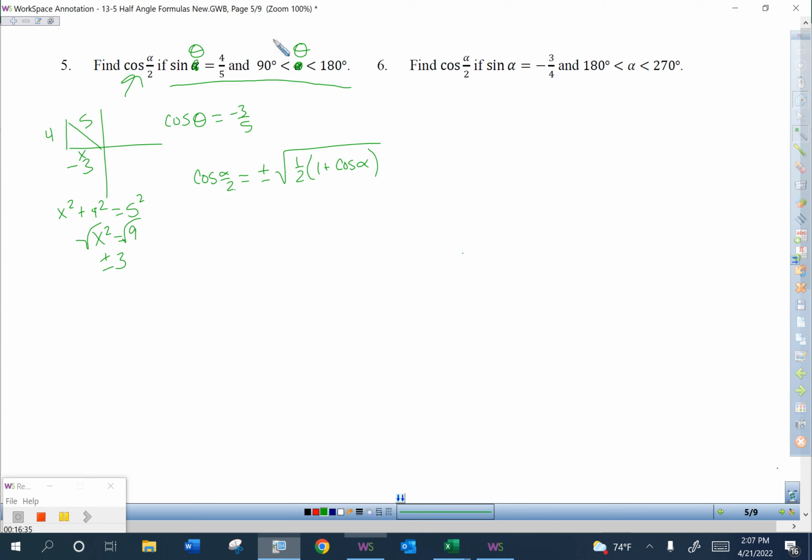We were given up here that theta was between 90 and 180, but we care about half of that. So we're going to go get the range for the half values. So that'd be between 45 degrees and 90 degrees. Okay, so that's quadrant 1 again. Okay, quadrant 1 is positive for cosine. Okay, then we're filling in 1 plus our cosine value we found was negative 3/5.